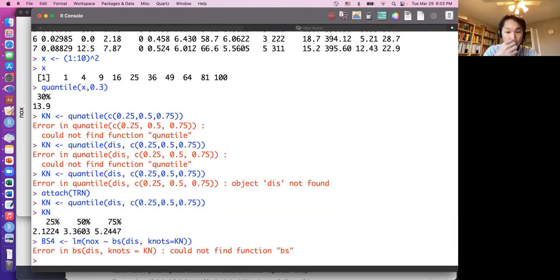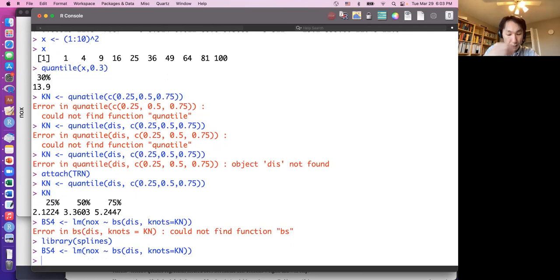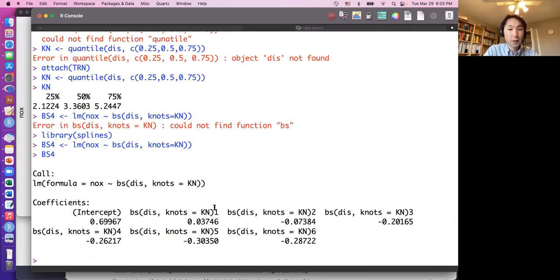Yep. Error. BS is actually in the library. I think the splines library. So we have to fit it. So splines library. So now that we have defined BS7, BS4. So BS4 is here. So you can see the basis spline function.